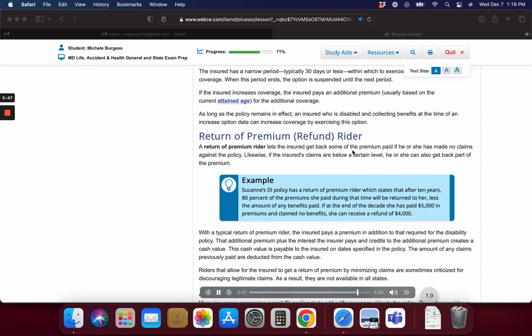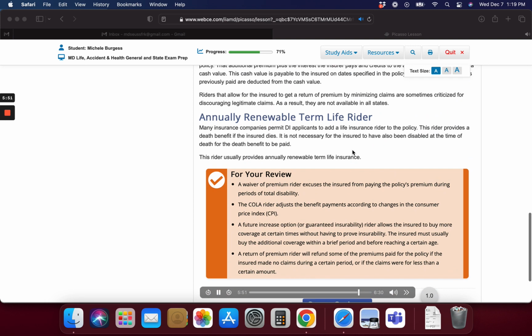For your review, a waiver of premium rider excuses the insured from paying the policy's premium during periods of total disability. The COLA rider adjusts the benefit payments according to changes in the Consumer Price Index, CPI.